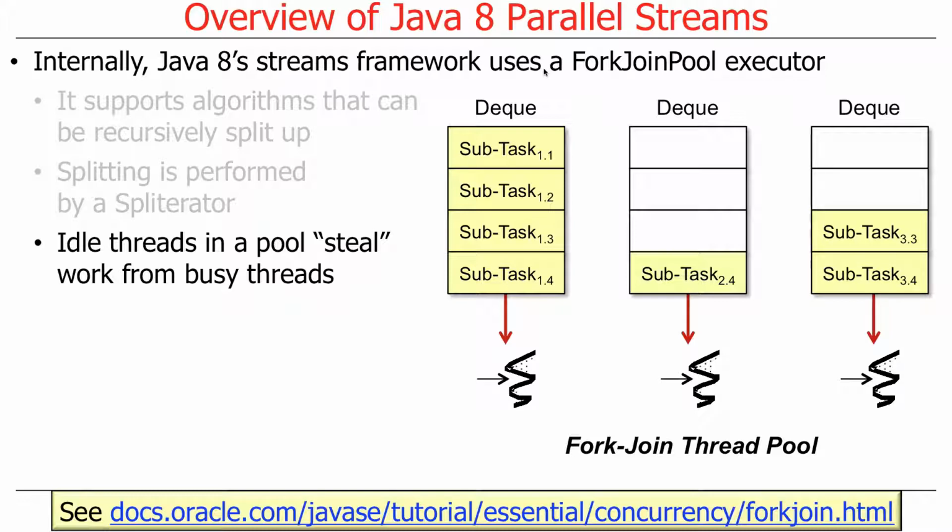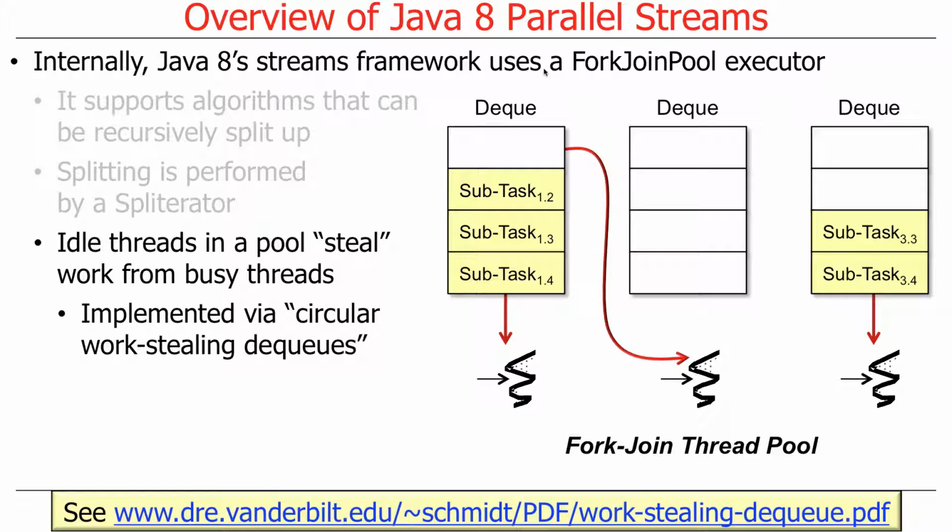So let's imagine a scenario where we've got several decks and we've got several threads, and for whatever reason, the one in the middle gets done earlier than the other ones because its workload might just be faster. So it no longer has any work on its deck. Well, rather than go to sleep waiting for more work to show up, which would be inefficient, what it does instead is go and steal work from the end of another deck. So you can see here it grabs a subtask to process off the end of the deck, and then it goes ahead and processes that. And this is what's called a circular work stealing deck. And you can go here and read more about work stealing decks, and you'll find out how this stuff works under the hood.